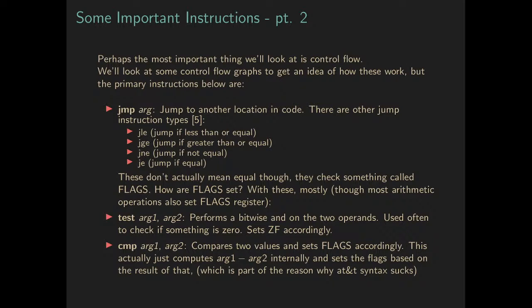Then you have the compare instruction, which you can use to basically do comparisons. So if arg1 is less than arg2, then the next jump, JL or JLE instruction, will actually jump. Essentially what it does internally is compute the value arg1 minus arg2 and then set the flags based on the result of that.